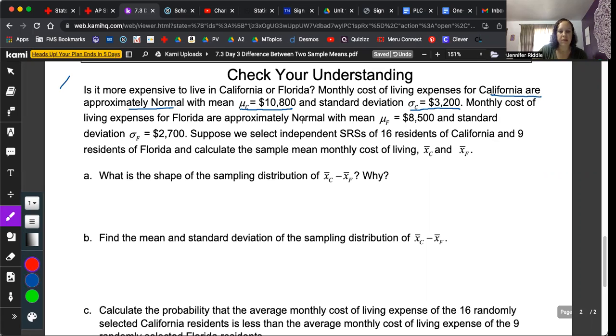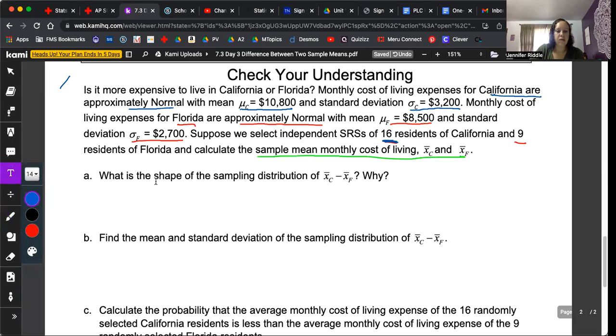Monthly cost of living expenses for Florida are also approximately normal with a mean of $8,500 and a standard deviation of $2,700. Suppose we select independent simple random samples of 16 residents of California and 9 residents of Florida. Calculate the sample mean monthly cost of living, X bar C and X bar F.